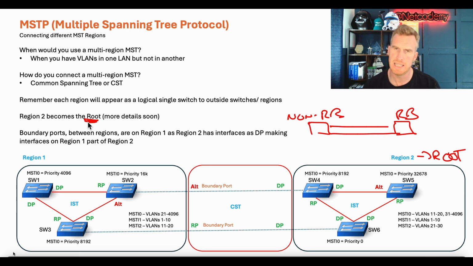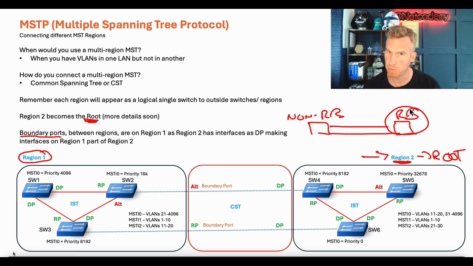But what there is in the MSTP world as well is this concept of boundary ports. Now the boundary ports are actually connected to region 1. Why are they not connected to region 2? The sole reason being, and again we're going to go through this, region 2 is the root. It's the root bridge for this network.